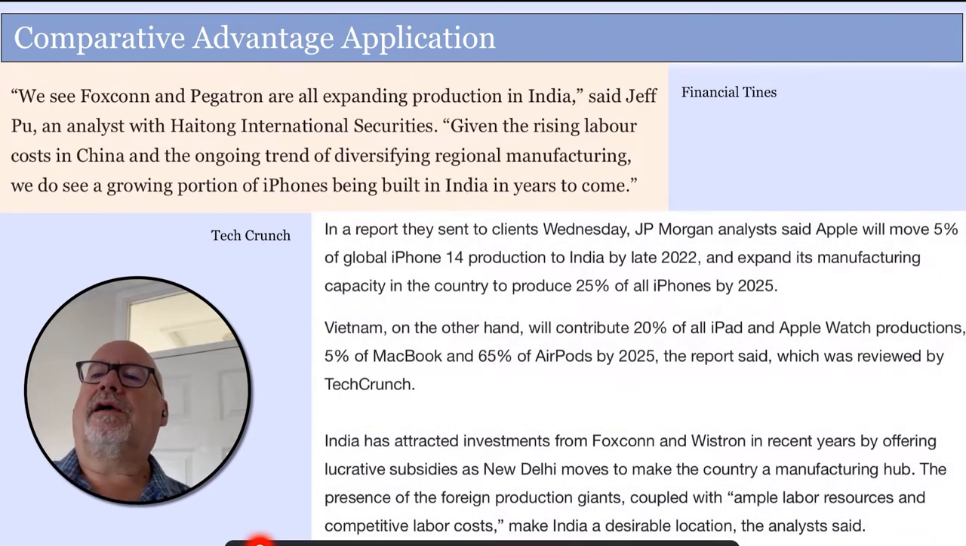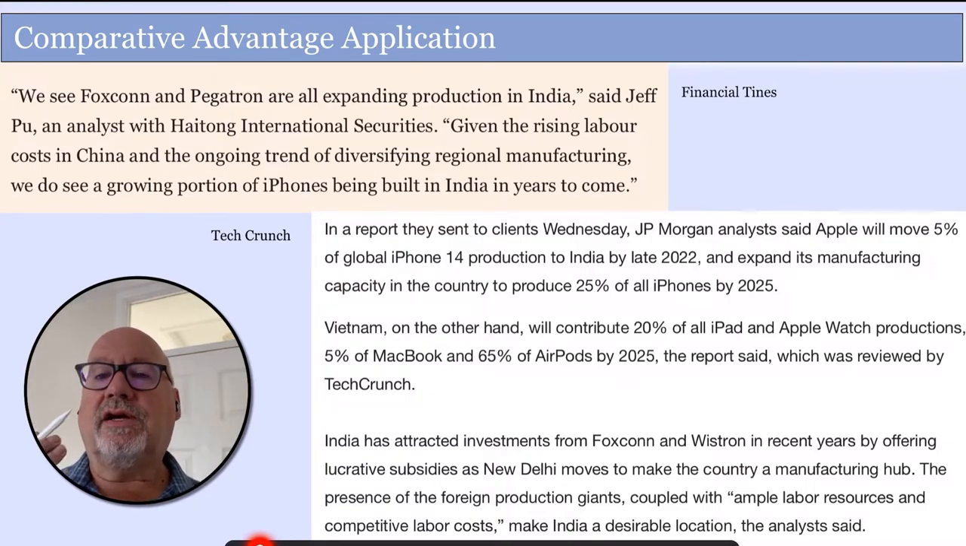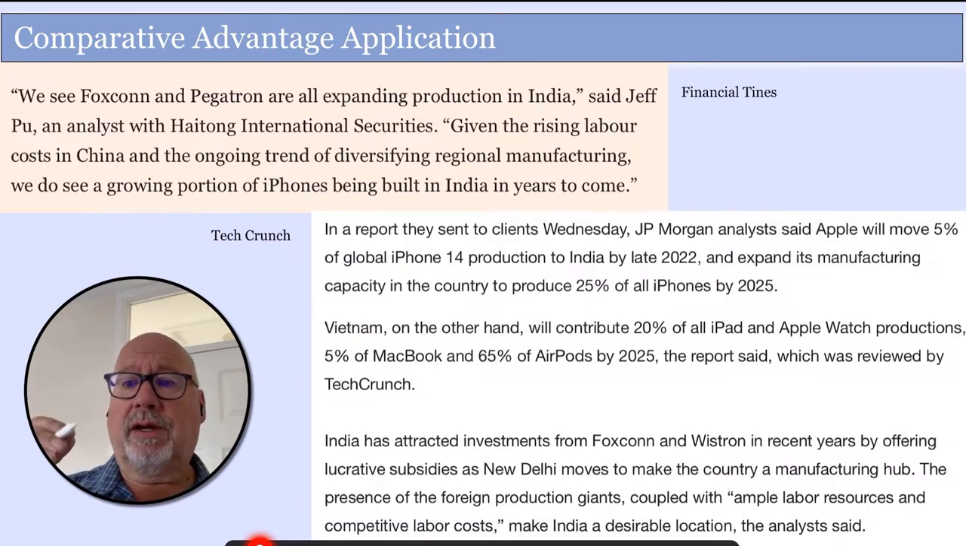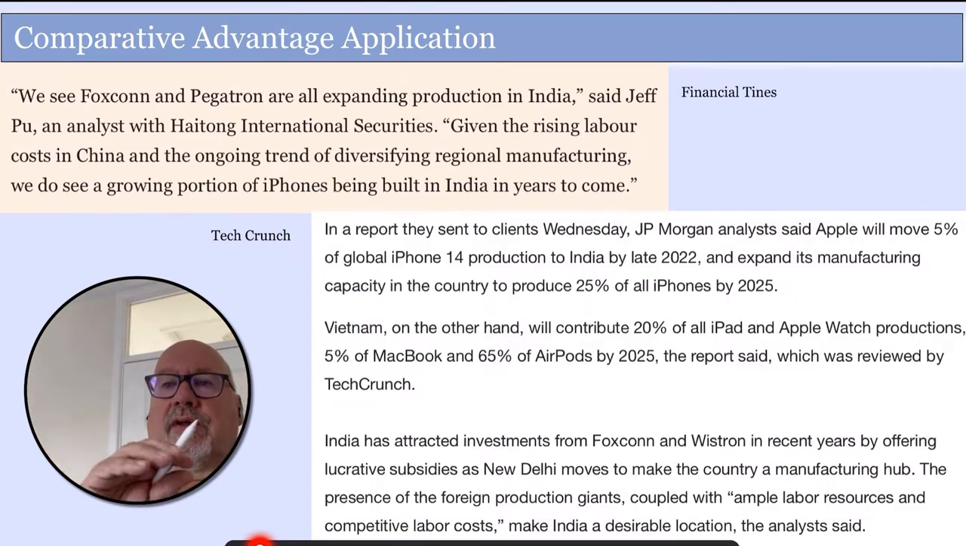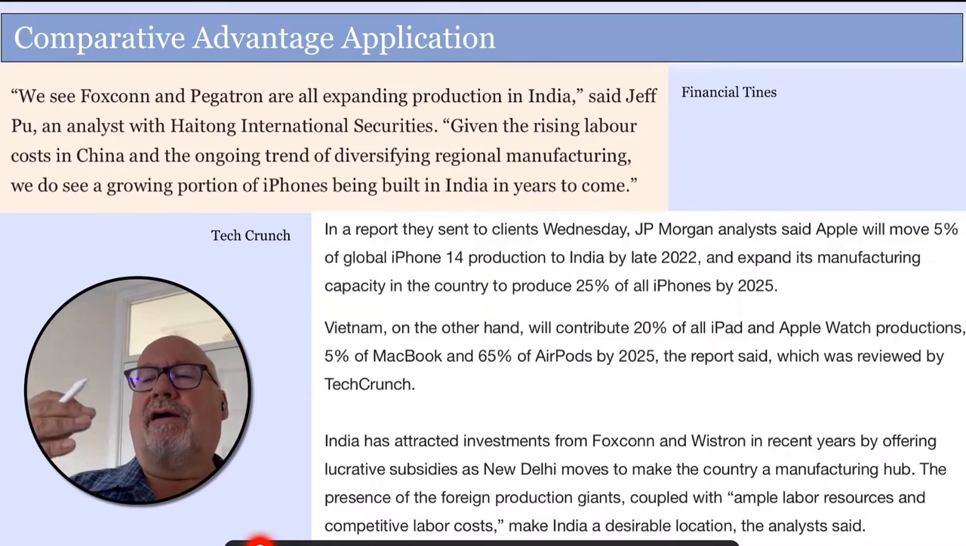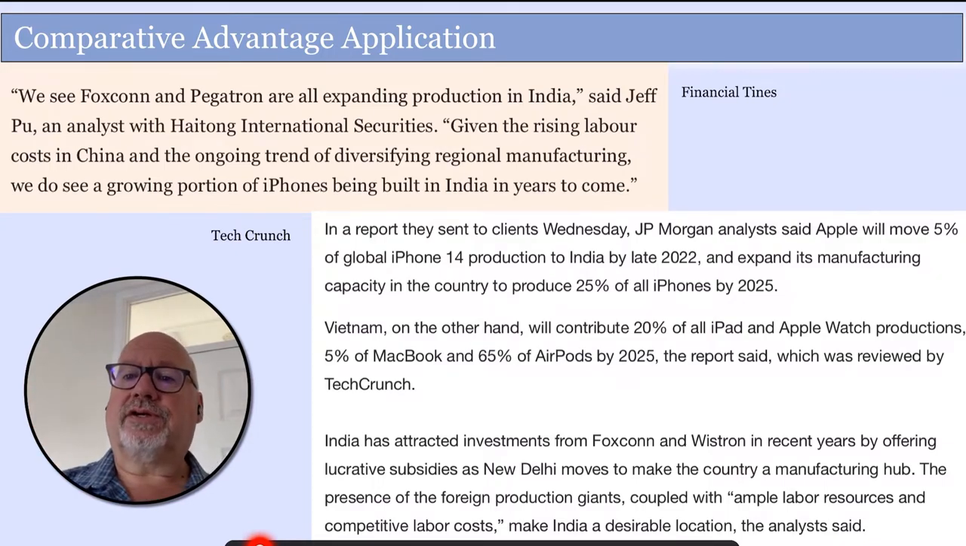TechCrunch came up with this, that Apple are going to move, as I say, 5% of iPhone 14 production to India, and then start to expand its manufacturing capacity, producing 25% of iPhones by 2025. Vietnam is going to contribute 20% of all iPad and Apple Watches, 5% of MacBooks, 65% of AirPods. Really good application here to say that China is losing its comparative advantage maybe, and that is why the pattern of trade, where are we buying our iPhones from, is going to change.